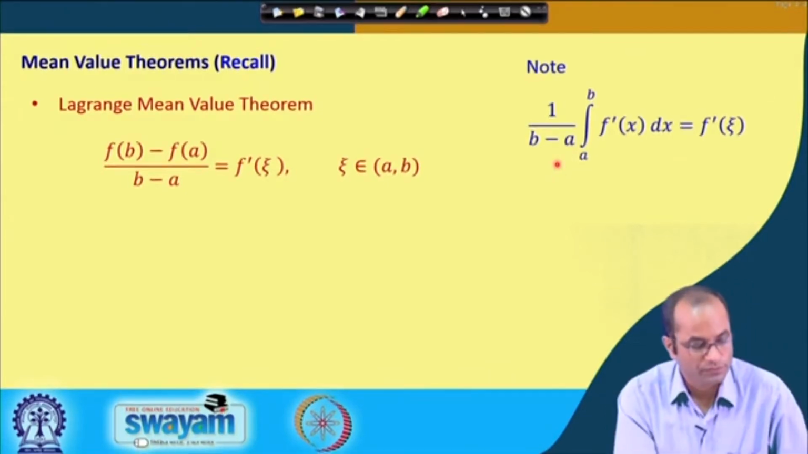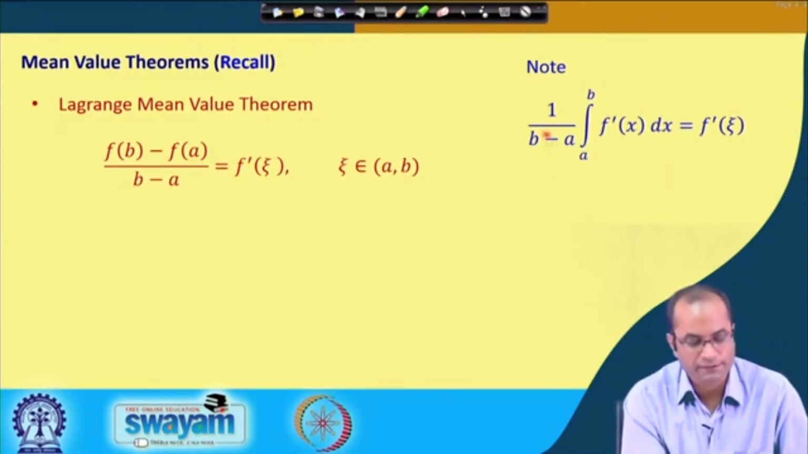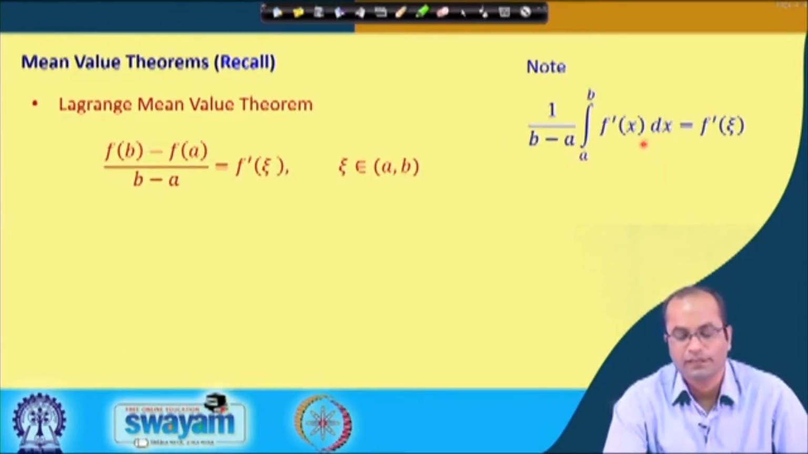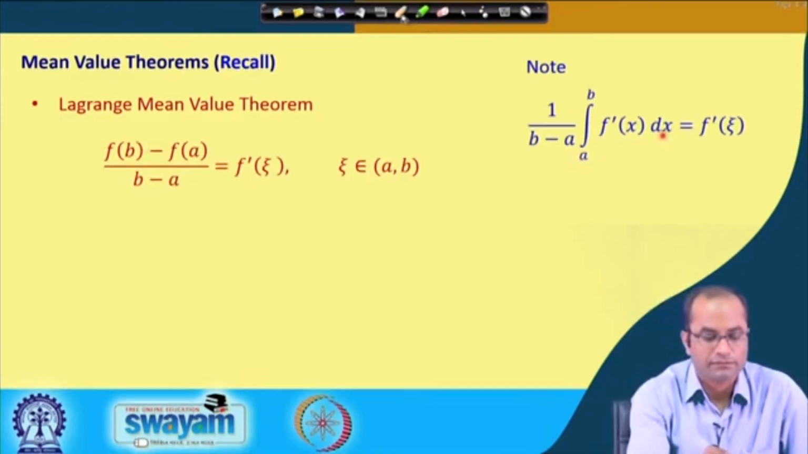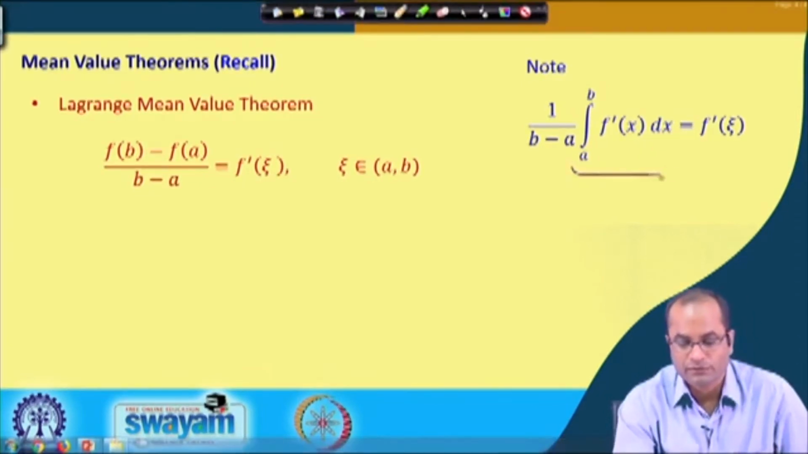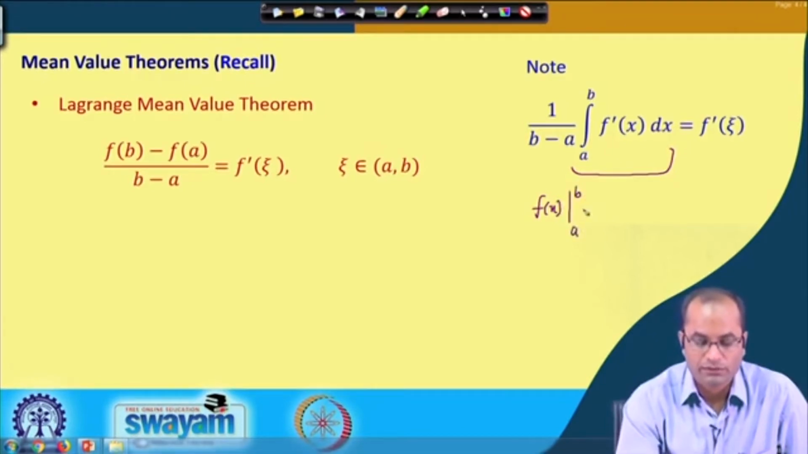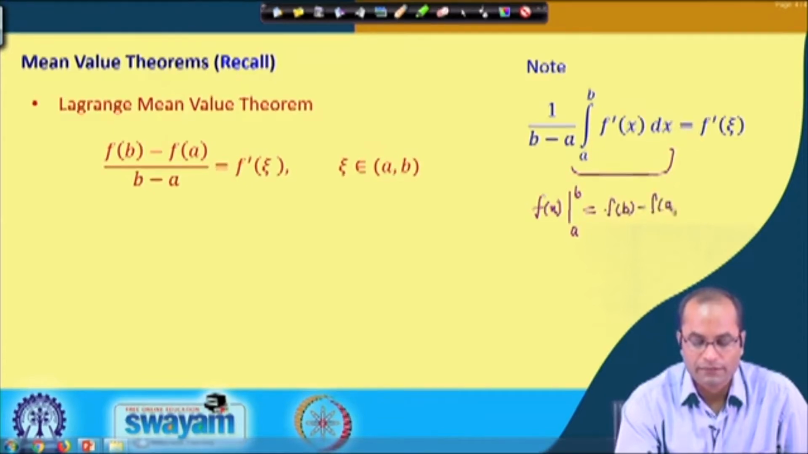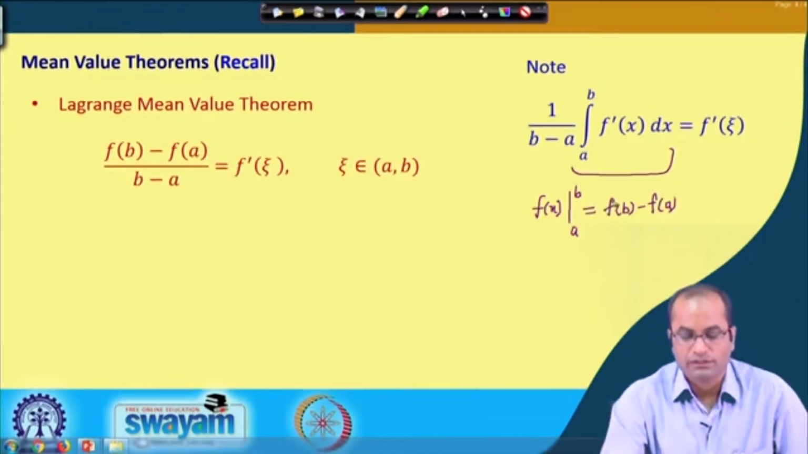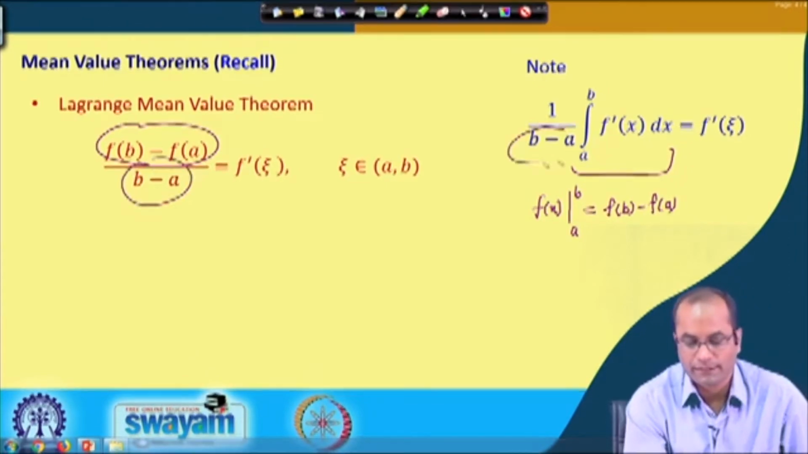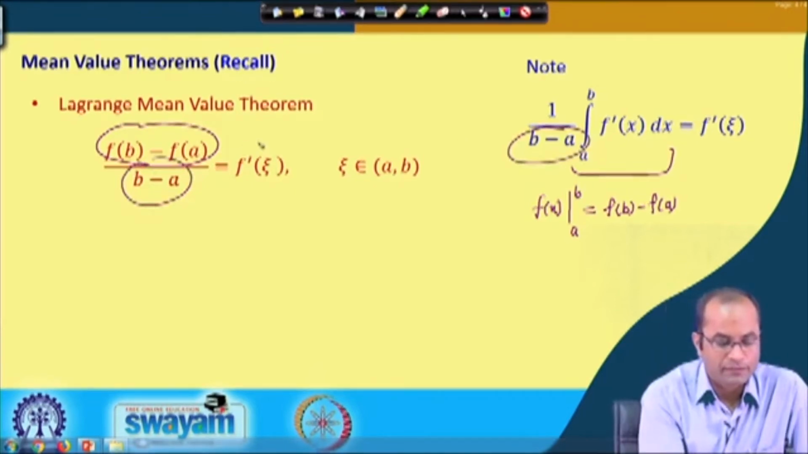So, having this mean value theorem, we can also include a little more based on this Lagrange mean value theorem. We have 1 over b minus a as it is, and this f(b) minus f(a) term we can write as the integral of f prime x dx, because if we solve this integral, this is nothing but f(x) with limits a to b, which will be f(b) minus f(a). So this f(b) minus f(a), exactly the same term, divided by b minus a is equal to f prime of xi.